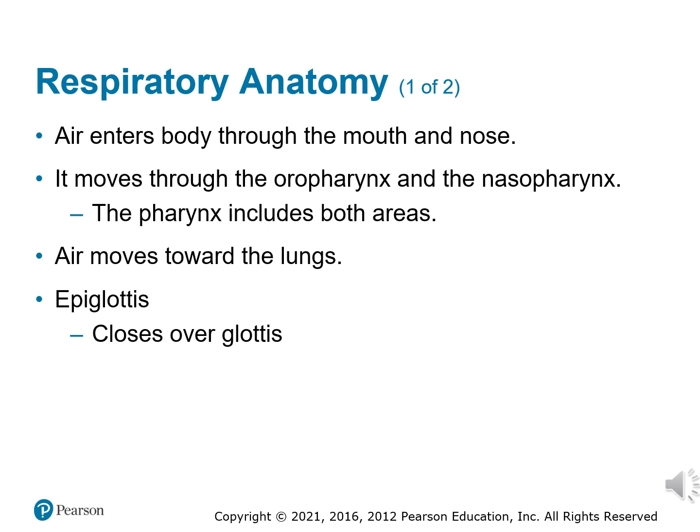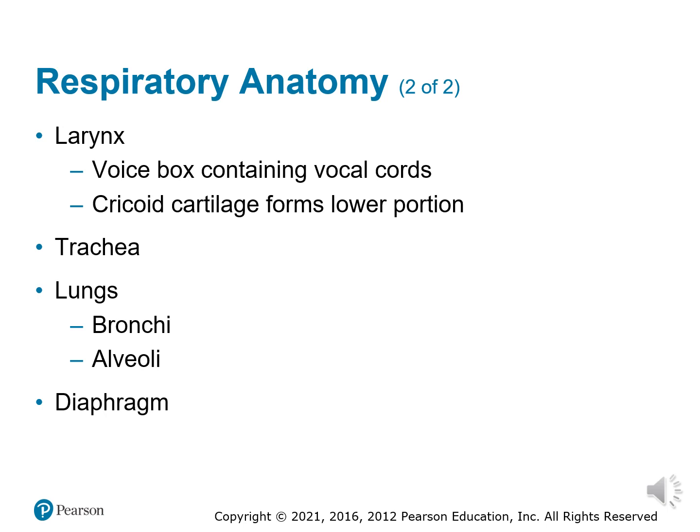Then the larynx, or the voice box, contains the vocal cords, and the cricoid cartilage is that ring-shaped structure that forms the lower portion of the larynx. The trachea, also known as the windpipe, is the tube that carries inhaled air from the larynx down toward the lungs. It is formed and protected by 16 C-shaped rings of cartilage.